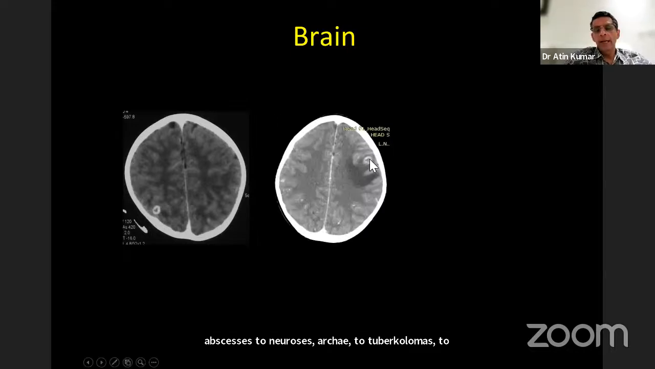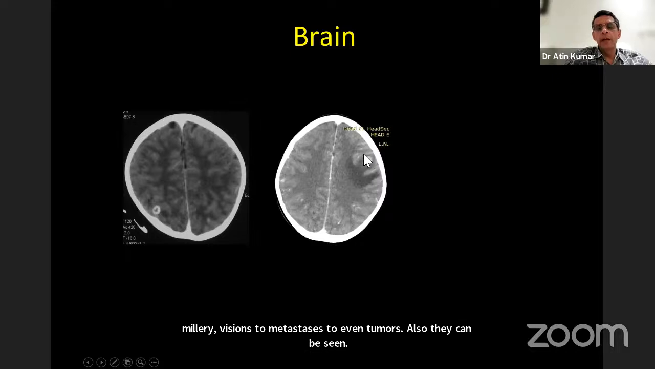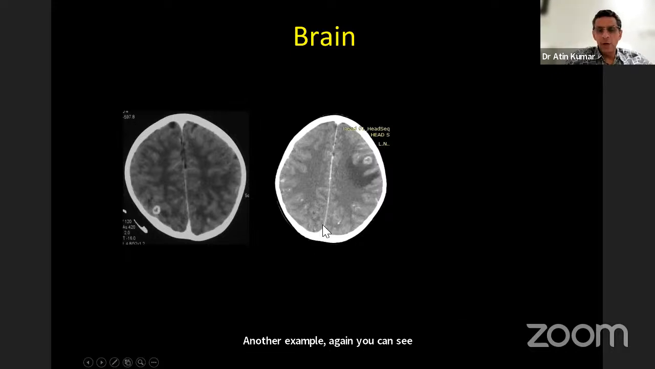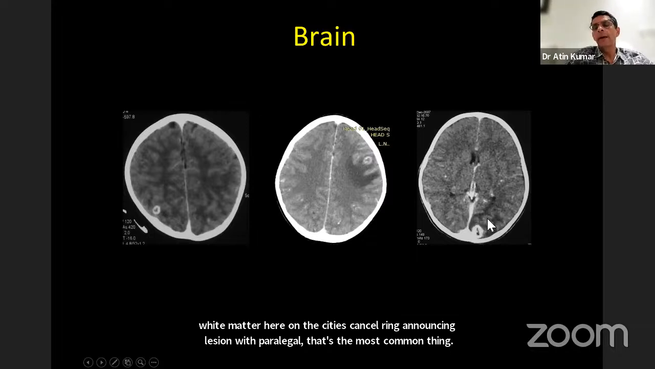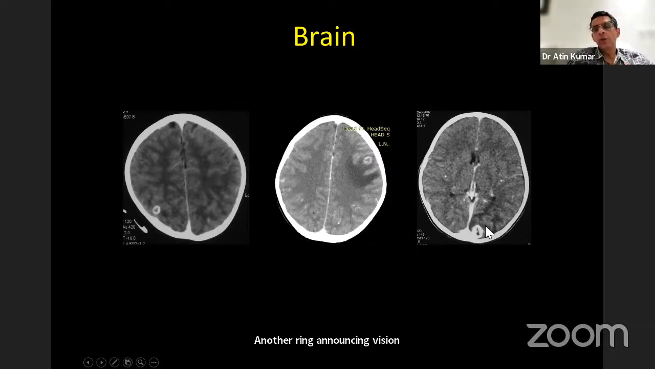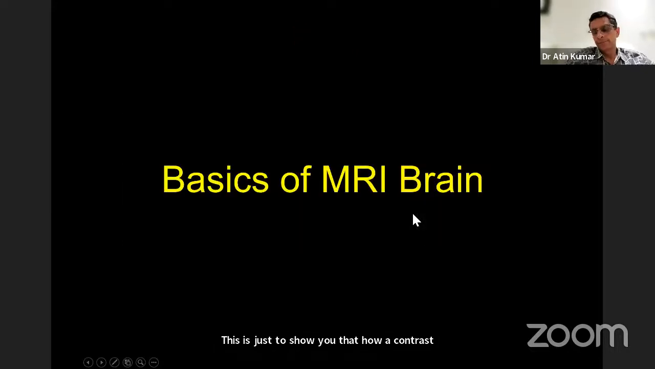Another example, again you can see a peripheral hyperdense rim. This is again a contrast CT, so you would call it a ring enhancing lesion with abnormal hypodensity in the white matter here on the CT scan. So ring enhancing lesion with perilesional edema. That's the most common thing. Another ring enhancing lesion with perilesional edema. This is just to show you how contrast enhancing lesions within the brain parenchyma appear.